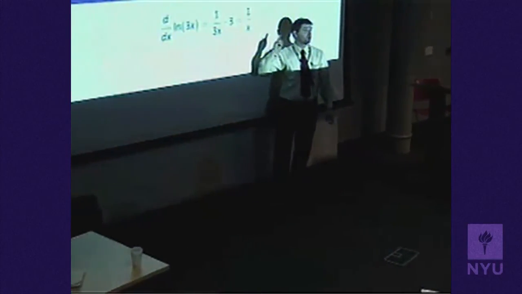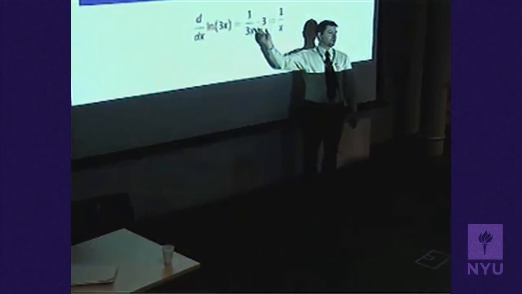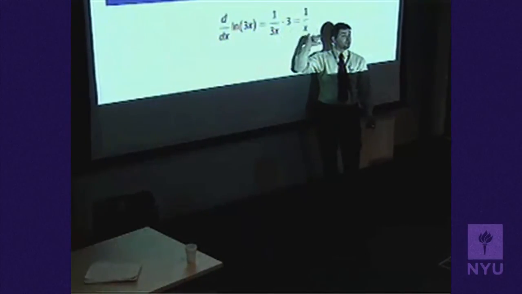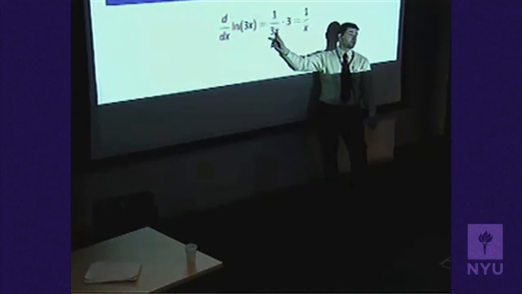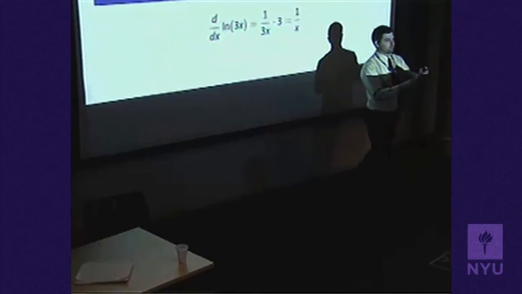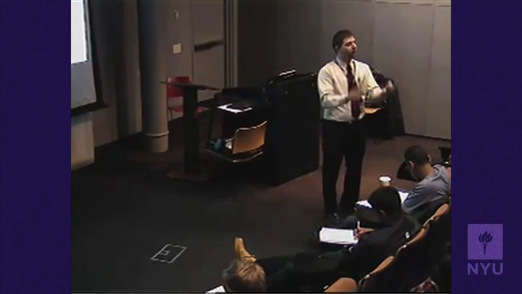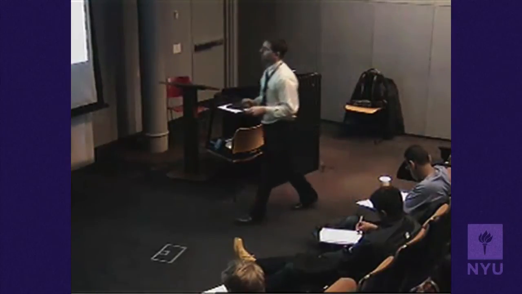So if you got 1 over 3x, then you probably forgot this part here from the chain rule. And if you got 3 over x, then you probably forgot this part down here with the denominator, right? The derivative of the natural log of any function would be 1 over that function times the derivative of that function. So we got 1 over x.